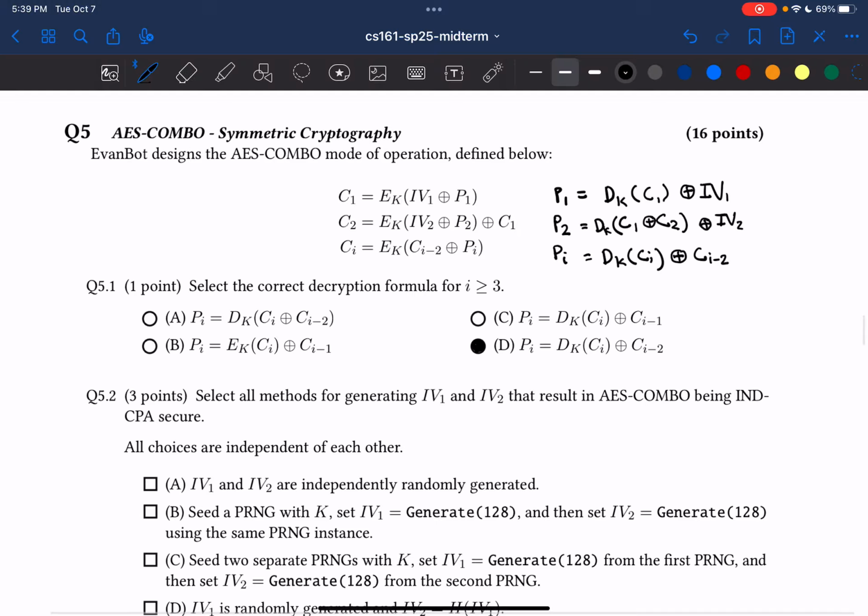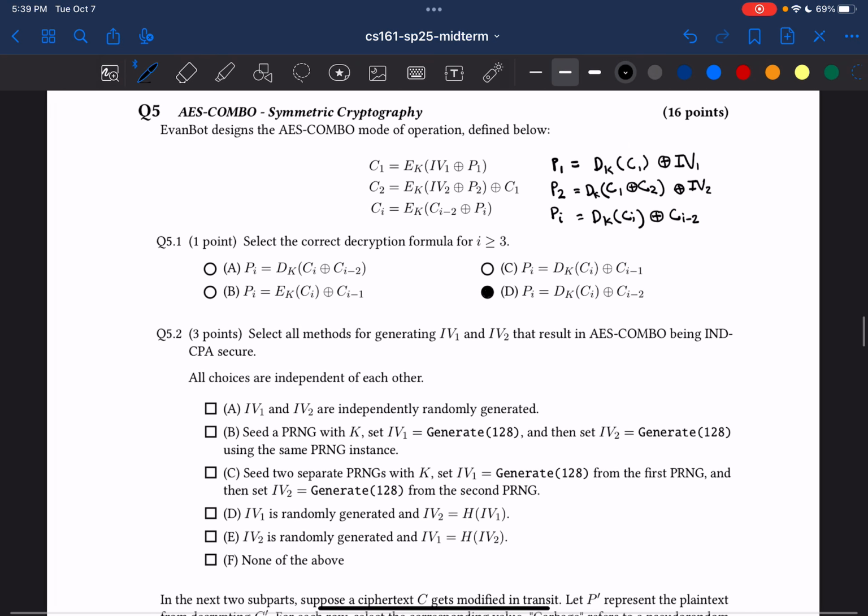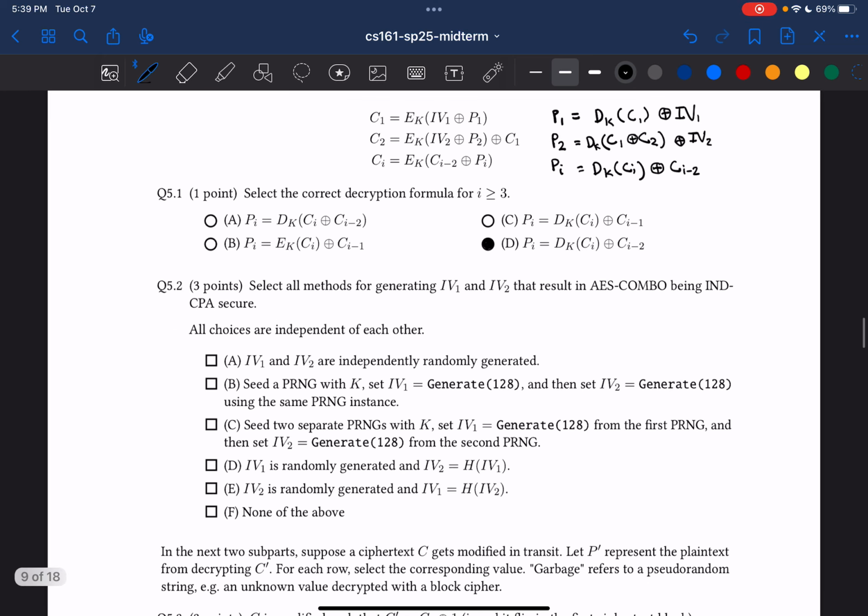Cool. So we can move on to the second part now. Select all methods for generating IV1 and IV2 that result in AES combo being IND-CPA secure. Remember that IND-CPA secure is a standard for encryption algorithms. And so we can go through these choices one by one and see which ones are IND-CPA secure.